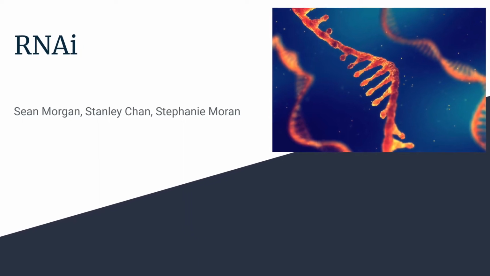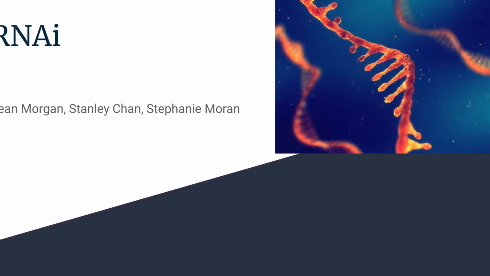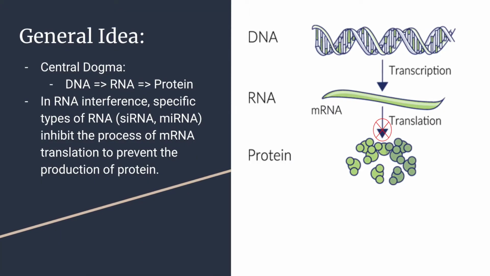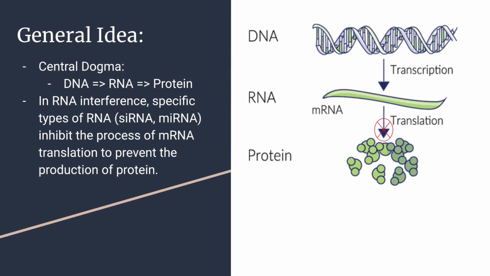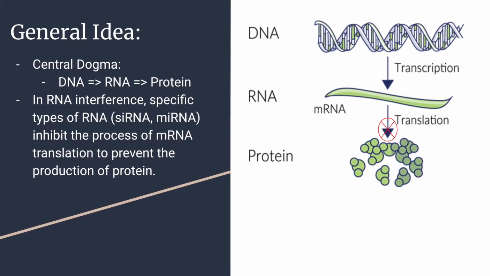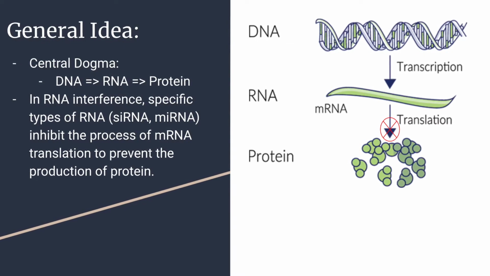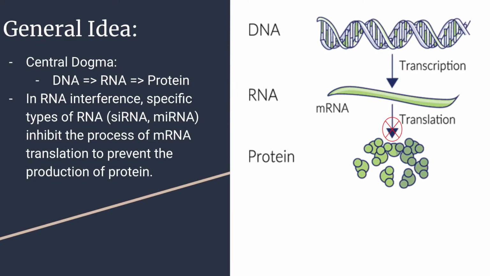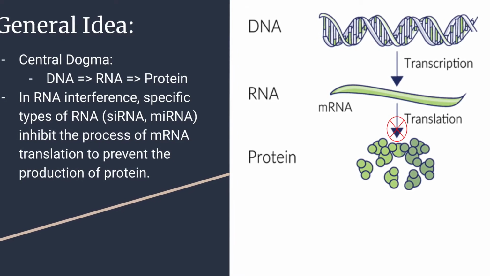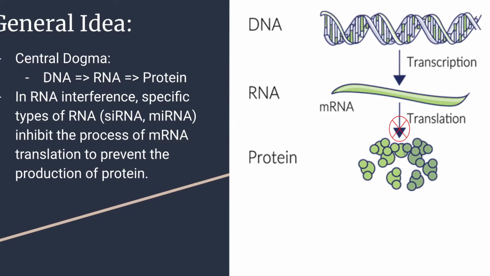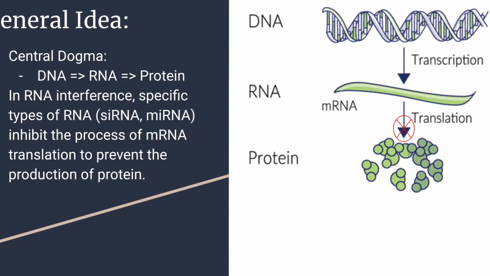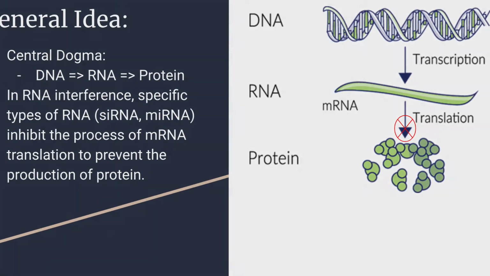Hello. Today I'm going to be talking about RNA interference, or RNAi. First off, I'm just going to take a step back and talk about the central dogma of biology because this will come into play with the whole RNA interference. So the central dogma of biology is that DNA codes for RNA, which then codes for protein. And in RNA interference, specific types of RNA, called either small interfering RNA or microRNA, inhibit this process of translation of the mRNA into protein. So that's what's going to be talked about going forward.